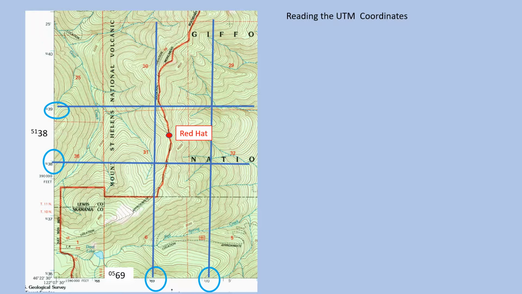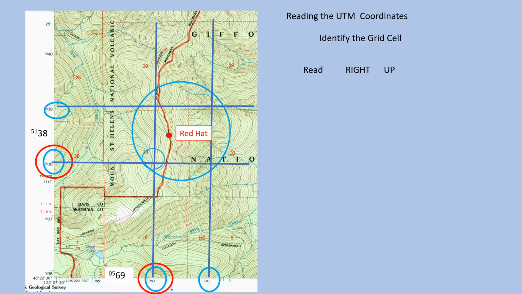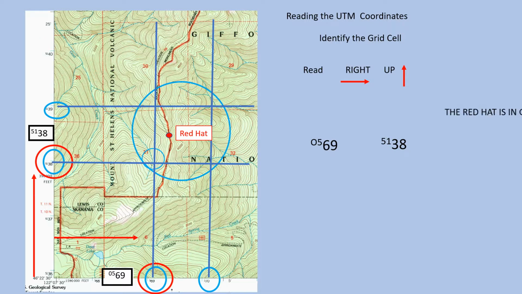To read the UTM coordinates of a point, first establish the grid lines and identify the grid cell which contains the location of the red hat. Read right, up. The easting coordinates increase from left to right, and the northing coordinates increase from south to north. The principal digits which define the grid cell are identified by tick marks on the edge of the map.